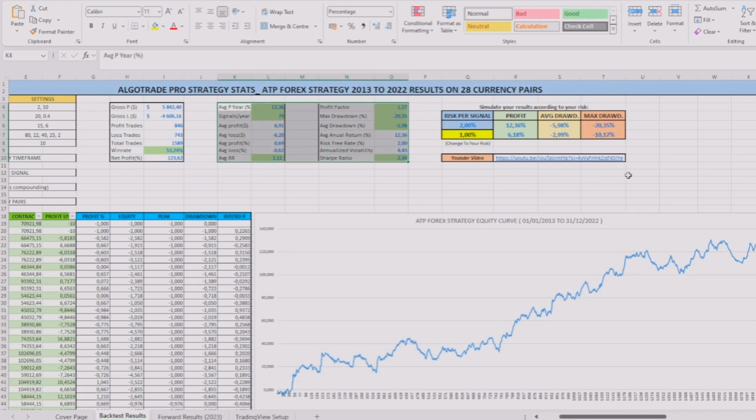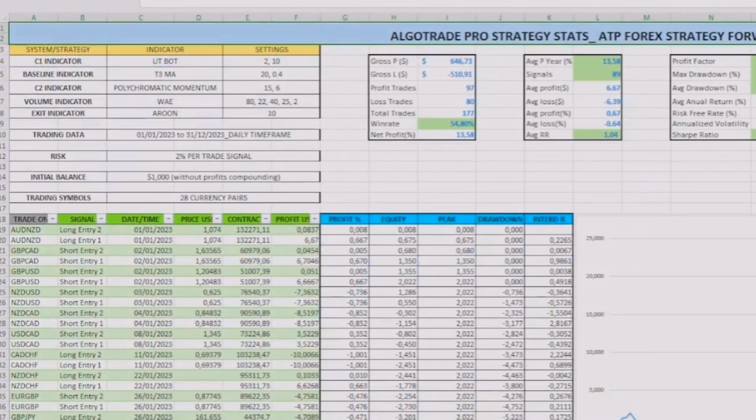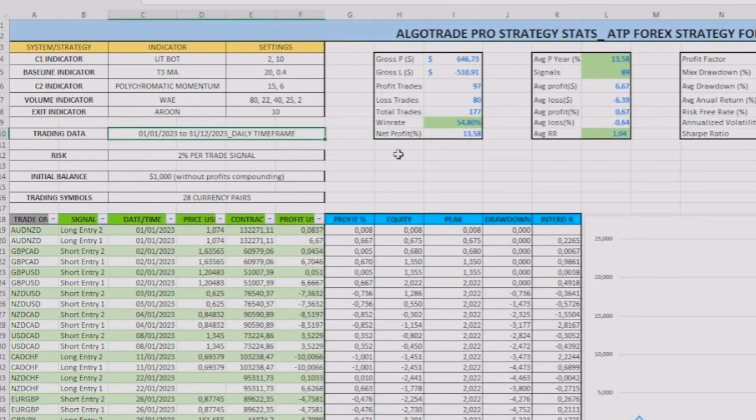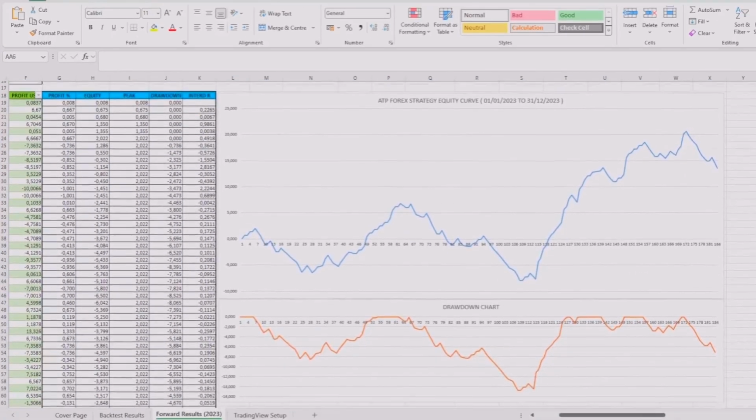Here you can see other stats and the equity chart, which is consistent and with low drawdown periods. Also, in the past year, 2023, this strategy gave me a profit of 13.58%, which was exactly what we expected.